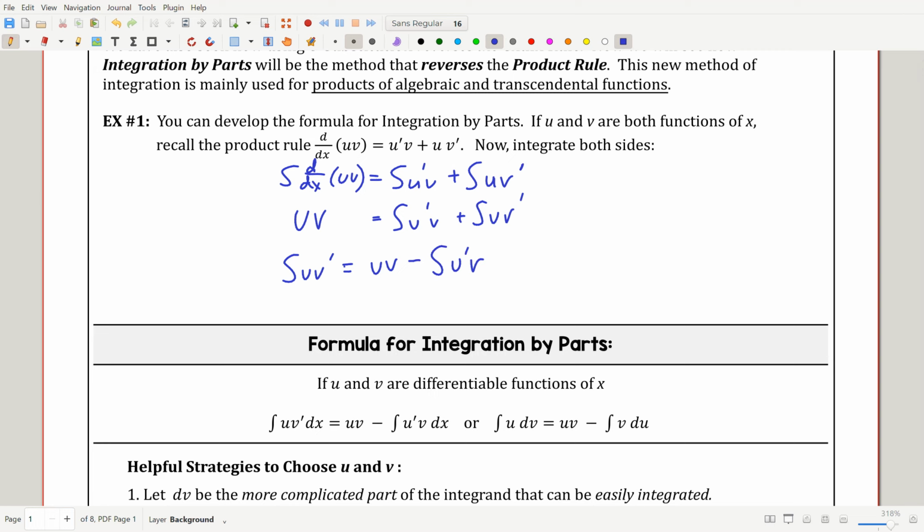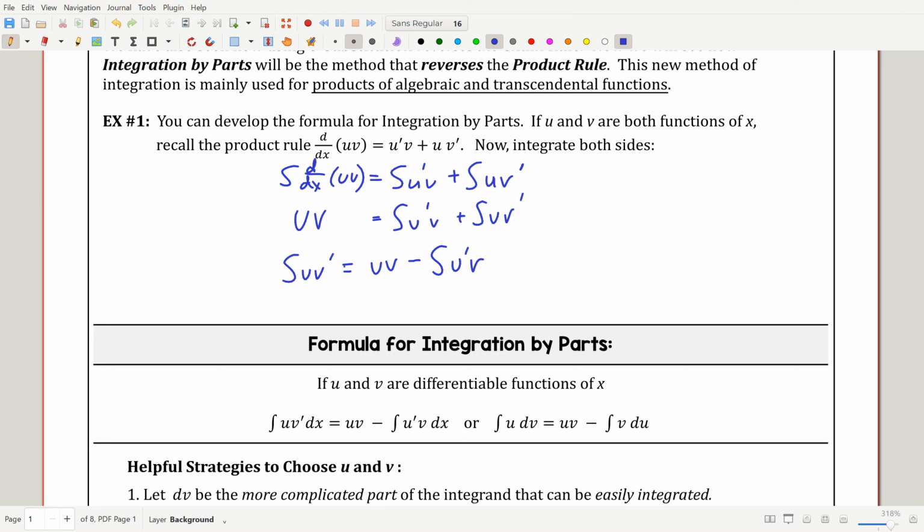So what's going to happen here is we're going to do a switch, right? Where we had u to begin with, our new integral is going to have u's derivative. Where we had v prime to begin with, our new integral is going to have v's antiderivative in it. I didn't write a plus c anywhere because I have an integral on both sides.